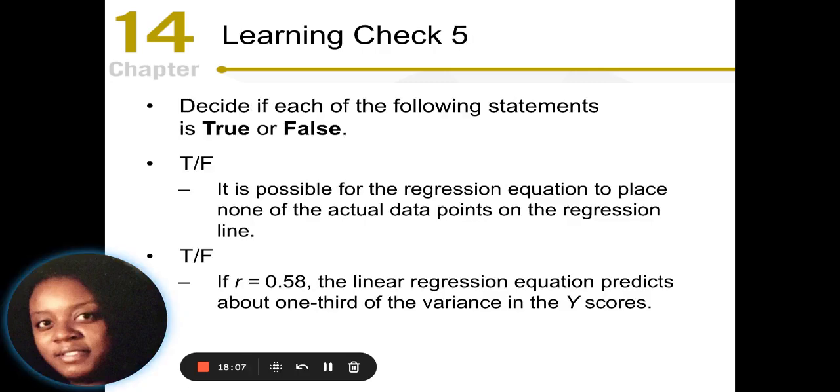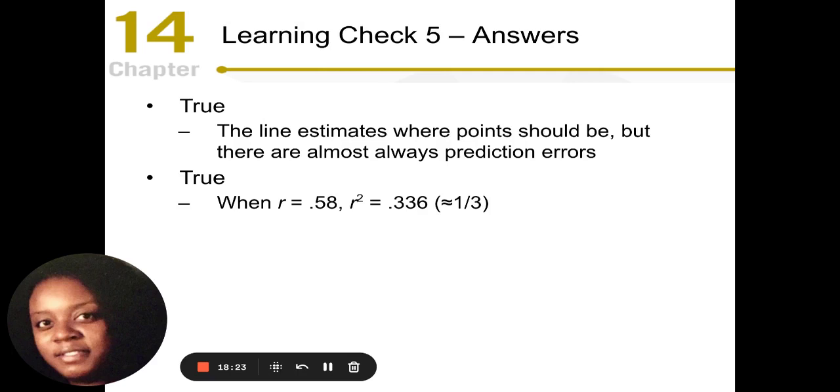And true or false: it is possible for the regression equation to place none of the actual data points on the regression line, and if R equals 0.58, the linear regression equation predicts about 1/3 of the variance of the Y scores. And we've got true and true. The line estimates where a point should be, but there are almost always prediction errors, and we can see that formula.